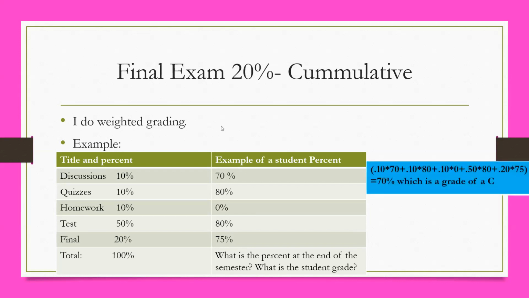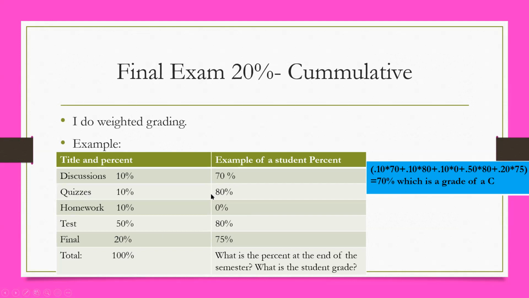Okay, so basically you get the percent, which is 70, and you multiply it by 0.10, because it has to be a decimal number. And then 80 times 0.10, 0 times 0.10, 80 times 0.50, 75 times 0.20. You find the sum. In this case, the student managed to pass with the 70%, which is a grade of a C.